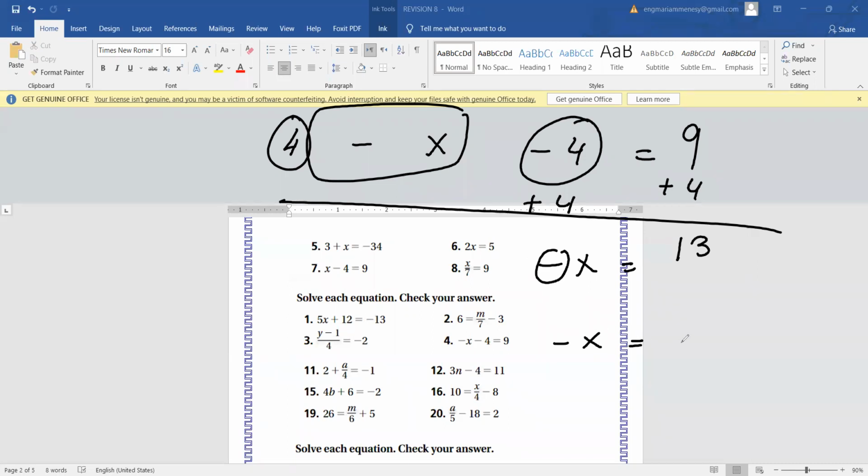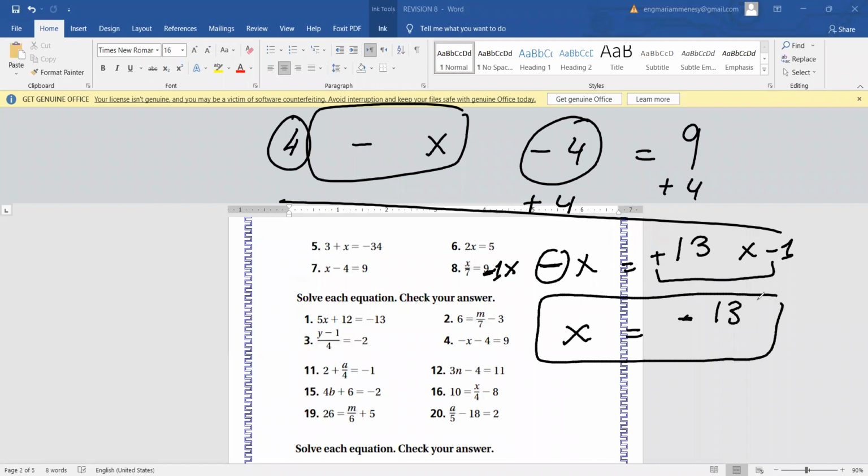Negative x, my dear, means negative 1 multiplying x. To remove negative x, you must multiply both sides by negative 1. Negative times negative is positive. Then 1x equals x. Negative times positive is negative. 13 times 1 is 13.